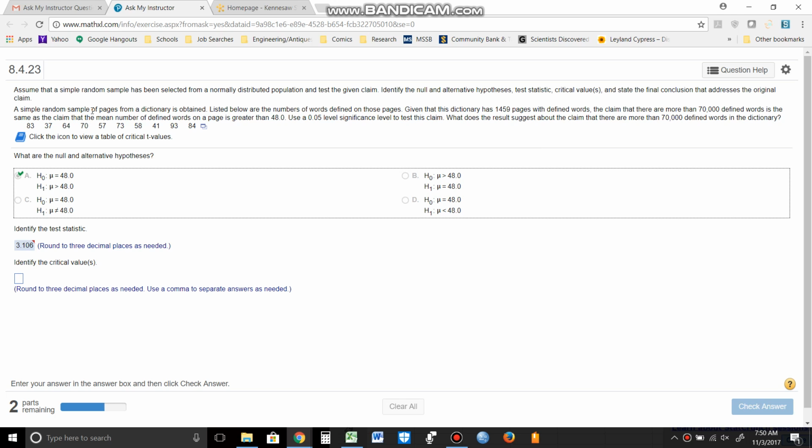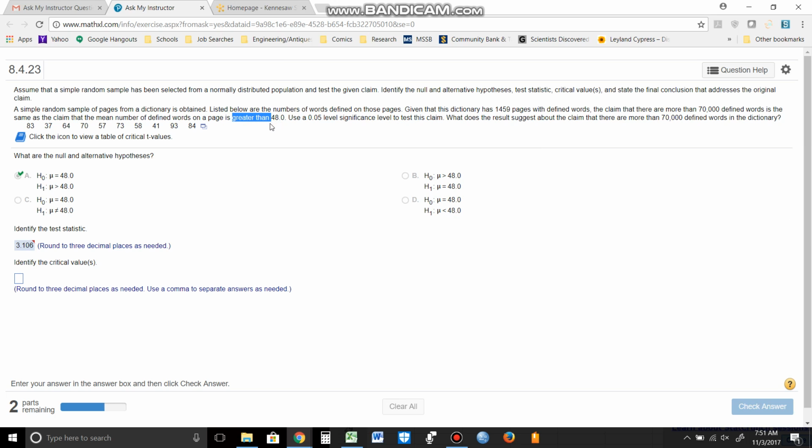So we have a simple random sample of pages from a dictionary is obtained. Listed below are the number of words defined on those pages. Given that this dictionary has 1,459 pages with defined words. The claim is that there are more than 70,000 defined words is the same as the claim that the mean number of defined words on the page is greater than 48. So in other words, this is the claim right here, greater than 48.